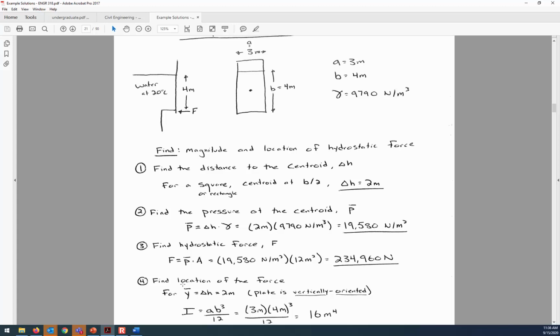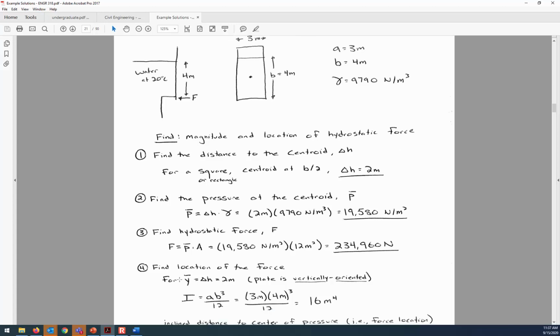If it was at an angle, then we'd have to use geometry to find out Y bar. But in this case, Y bar and delta H are the same. And now we also need to find the area moment of inertia. So you can see that I have the width parameter of 3 meters multiplied by the depth parameter 4 meters cubed, and then divide that by 12. So our area moment of inertia for this gate is 16 meters to the fourth.